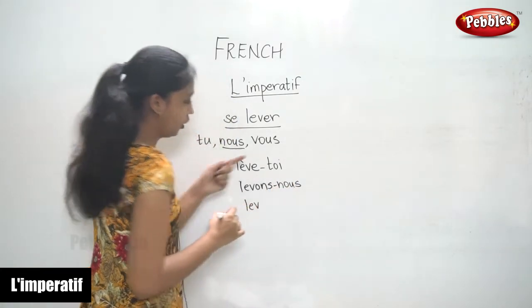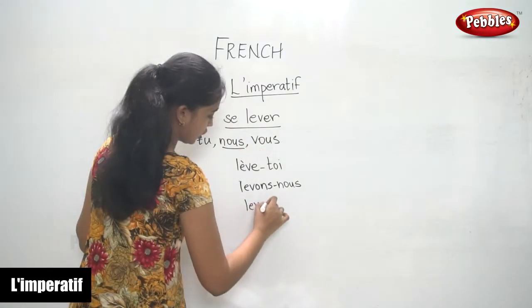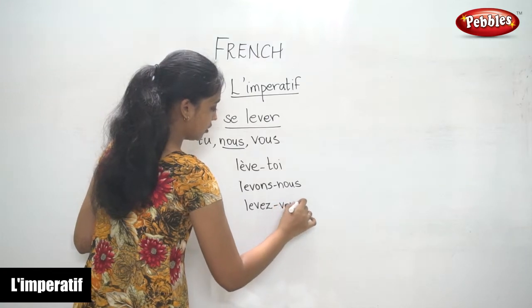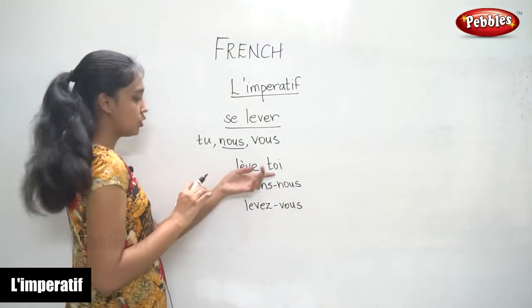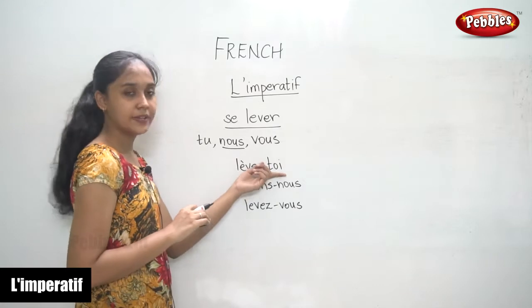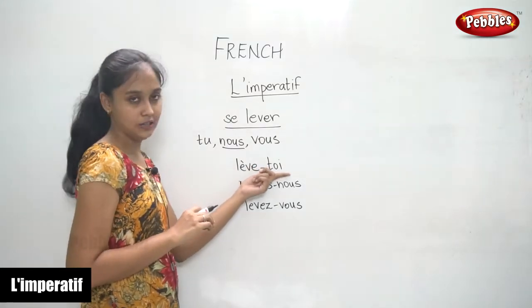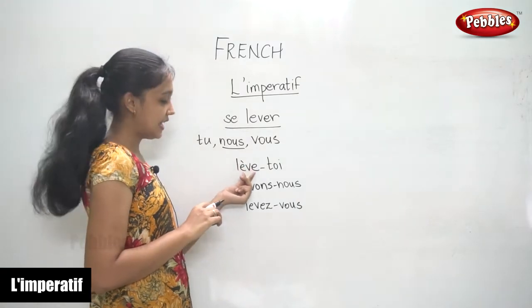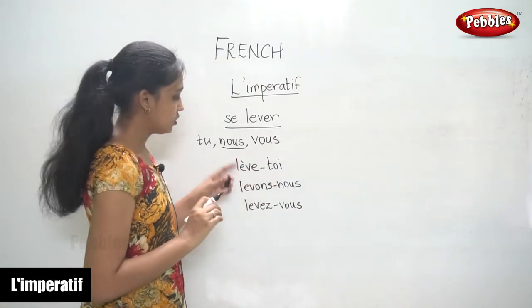And for vous, the conjugation is levez. Levez-vous. So this alone is slightly different. Lève-toi. The lève becomes lève-toi. So this is how you write.